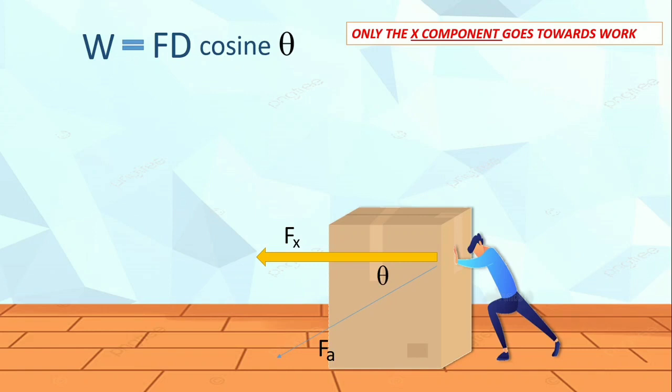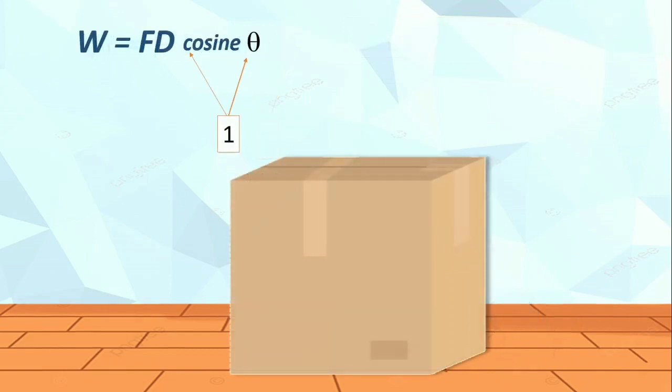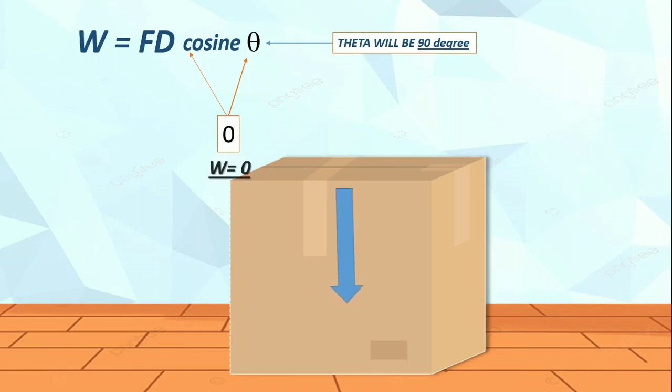F times d cosine theta, as this will give us the portion of the applied force that is operating in the horizontal direction. If theta is 0, meaning the applied force is horizontal, cosine theta will be equal to 1, leaving us with W equals F times d. And in a scenario where the force is straight down onto the box, theta will be 90 and cosine theta will be 0, meaning no work is done on the box and it will not move.